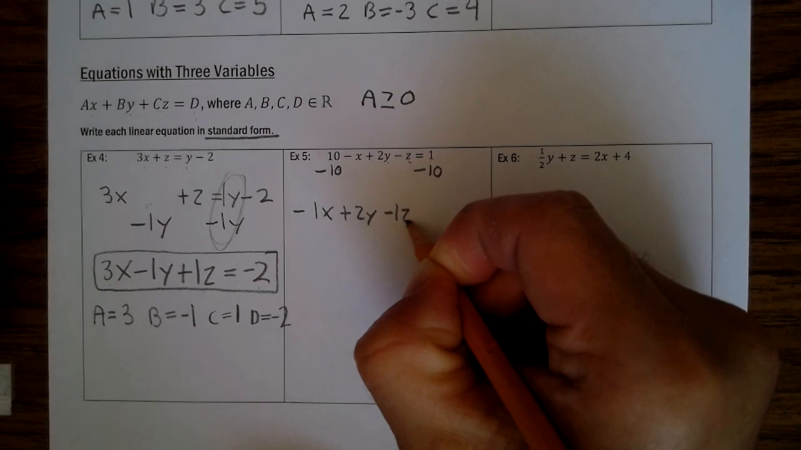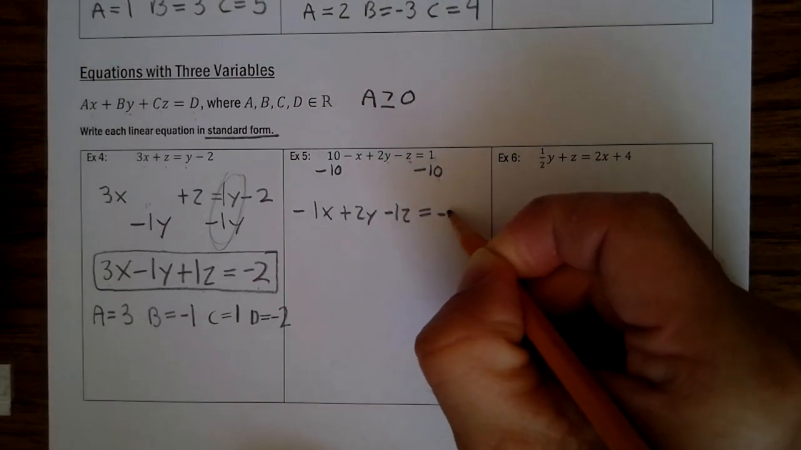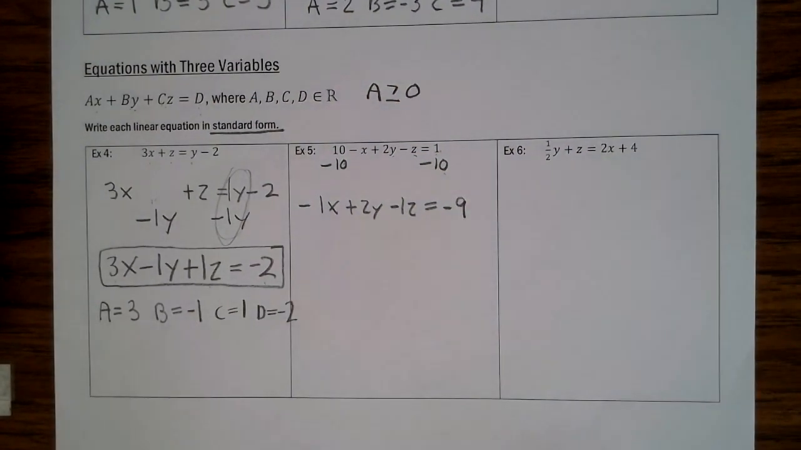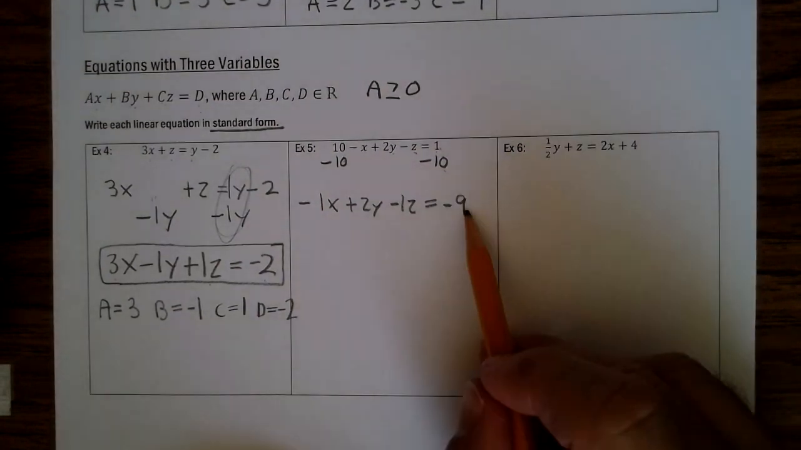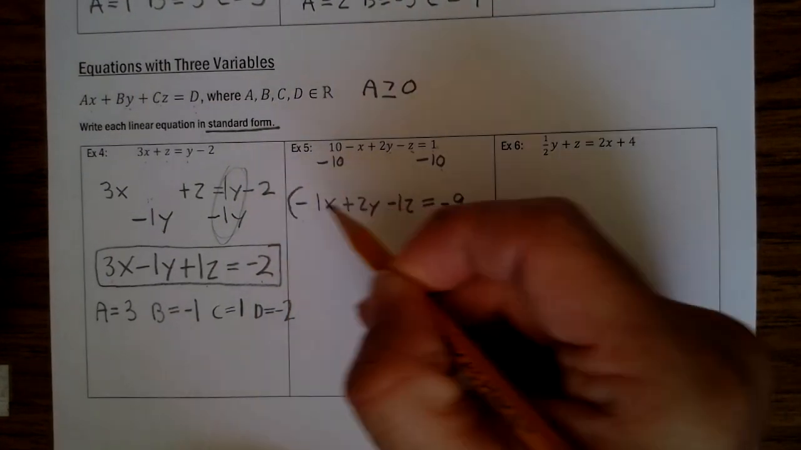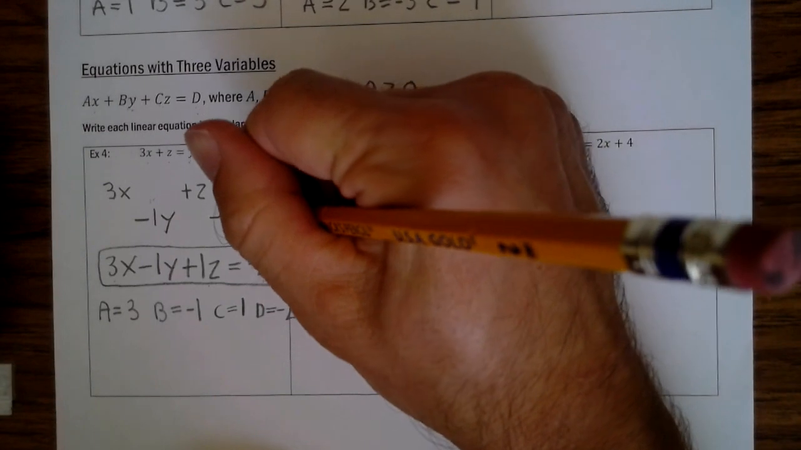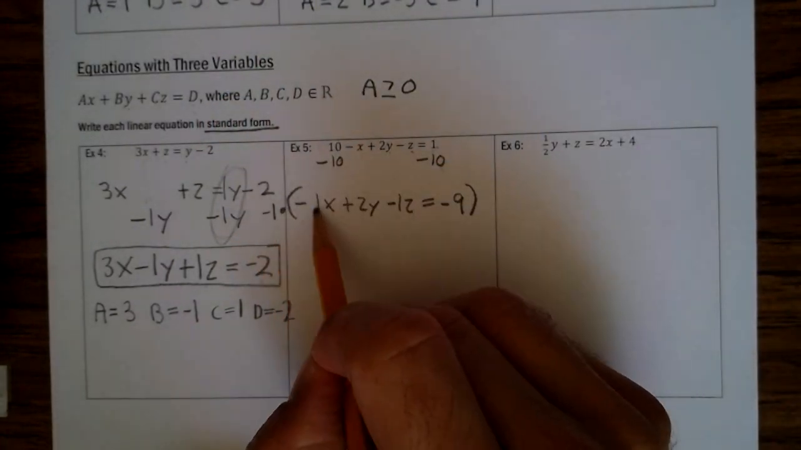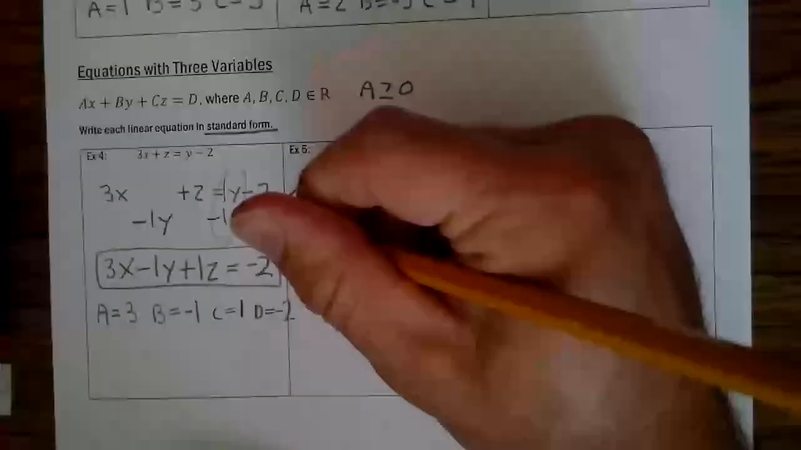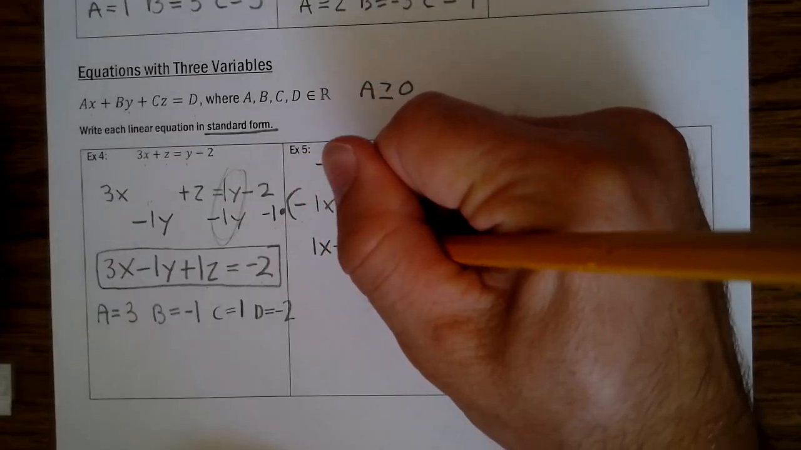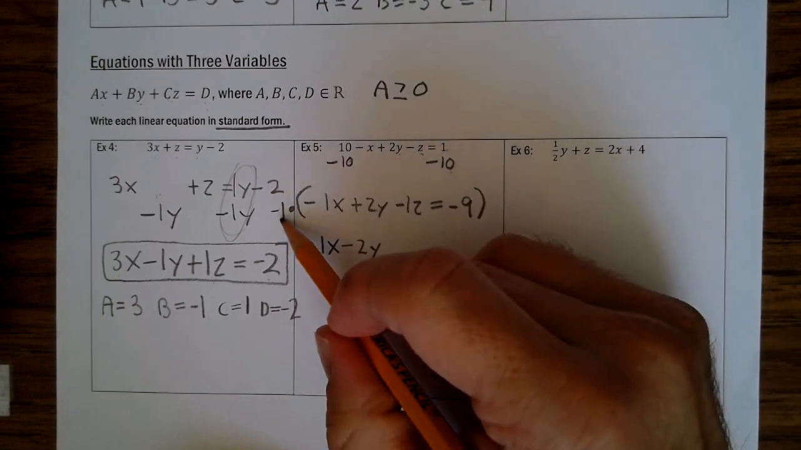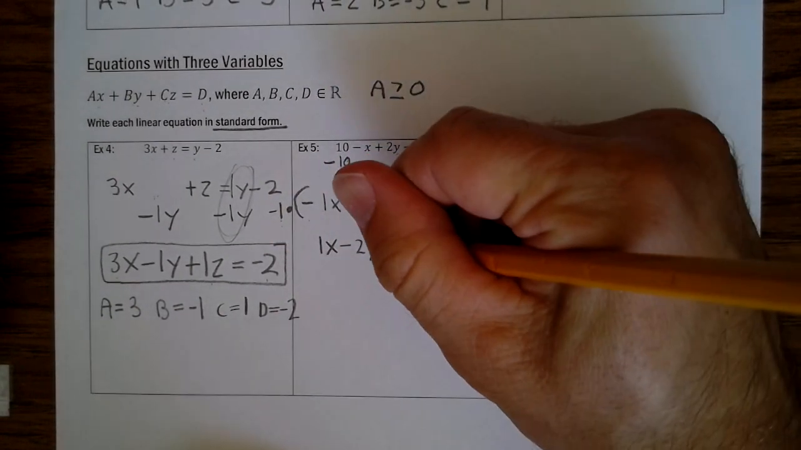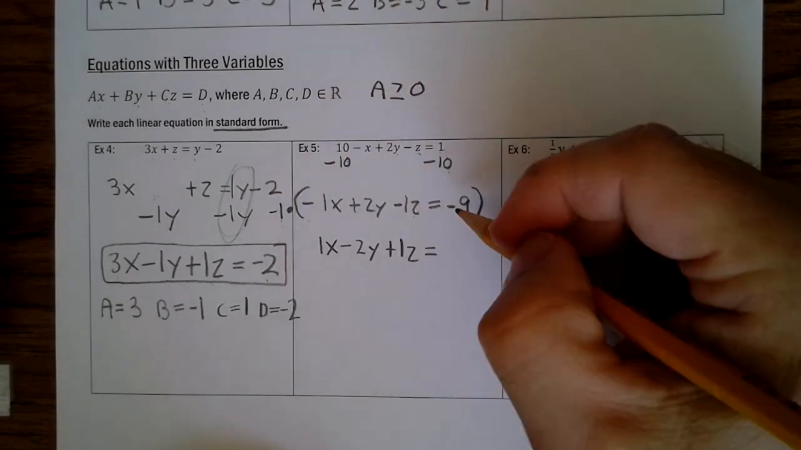Now we have the variables on the left and the constant on the right, but a can't be negative, so we need to multiply everything by negative 1. So negative 1 times 1 is 1x. Negative 1 times 2 is a minus 2y. And b can be negative, we're not worried about that. Negative 1 times negative 1 is a positive 1. And then negative 1 times negative 9 is a positive 9. We now have it in standard form.